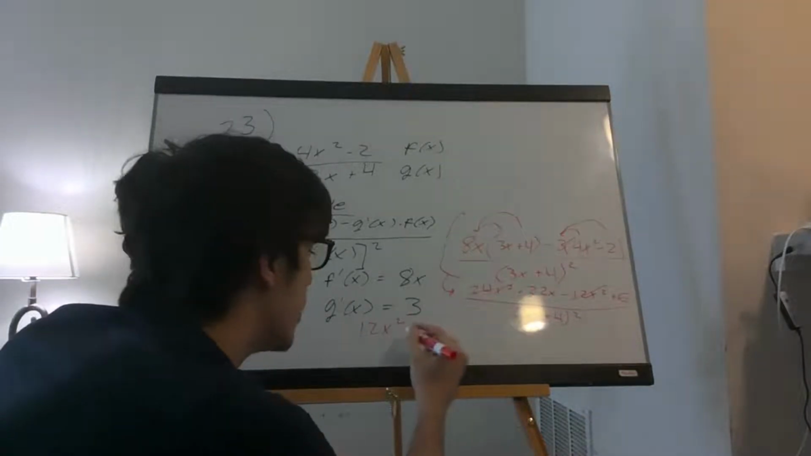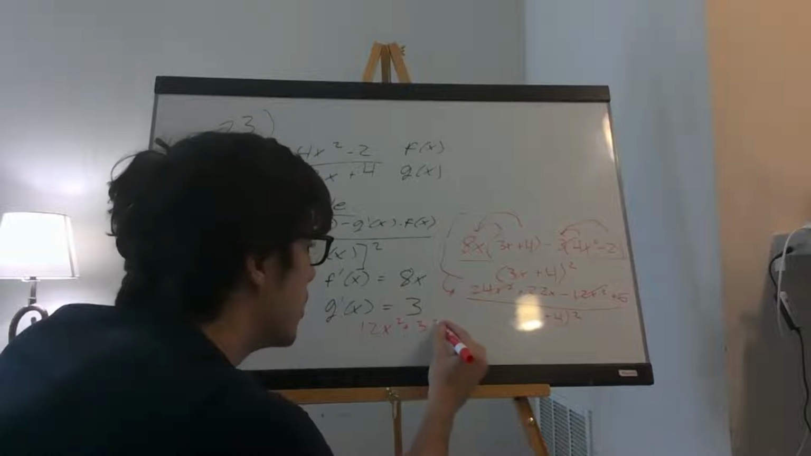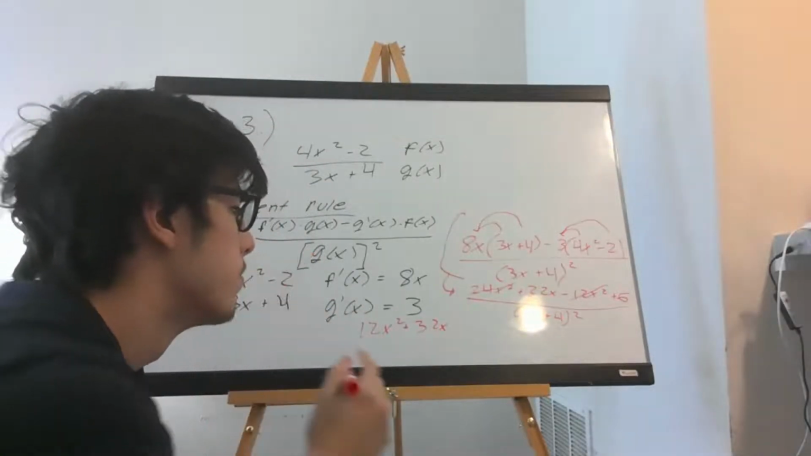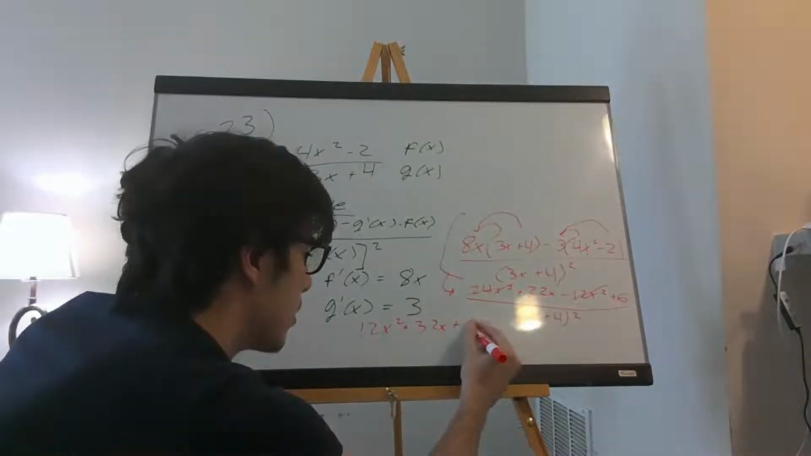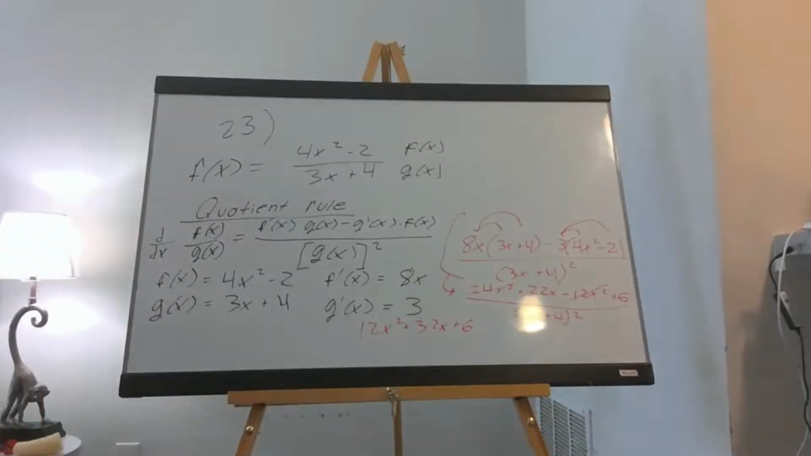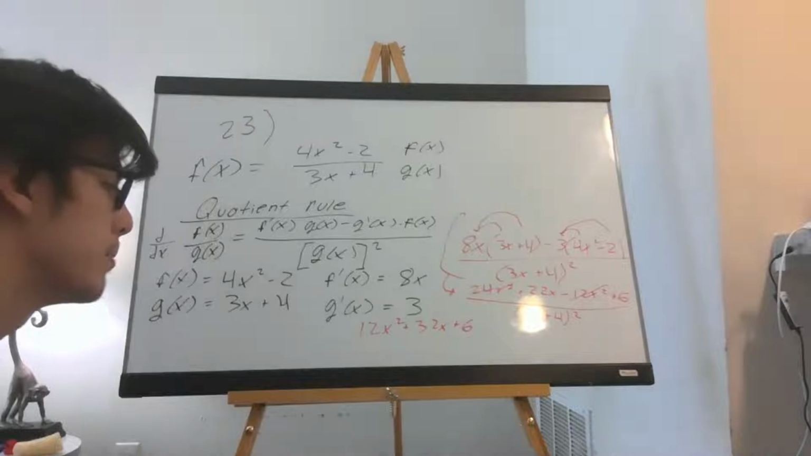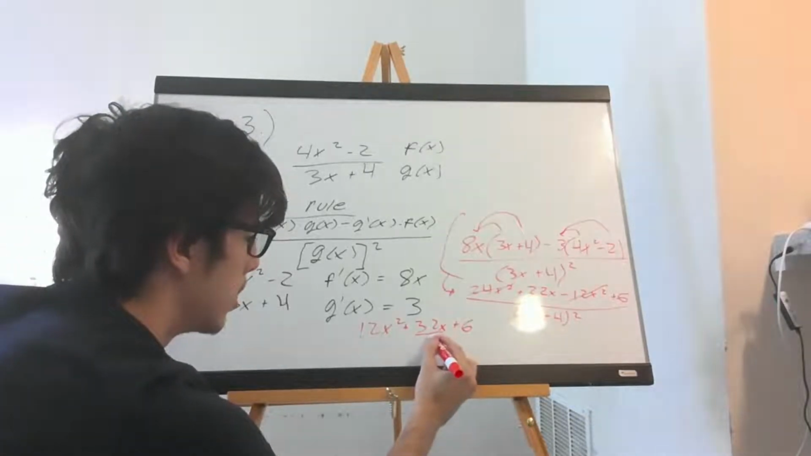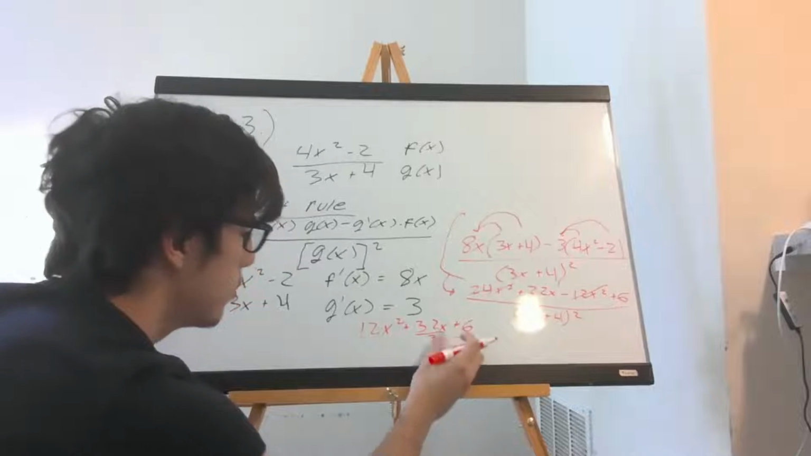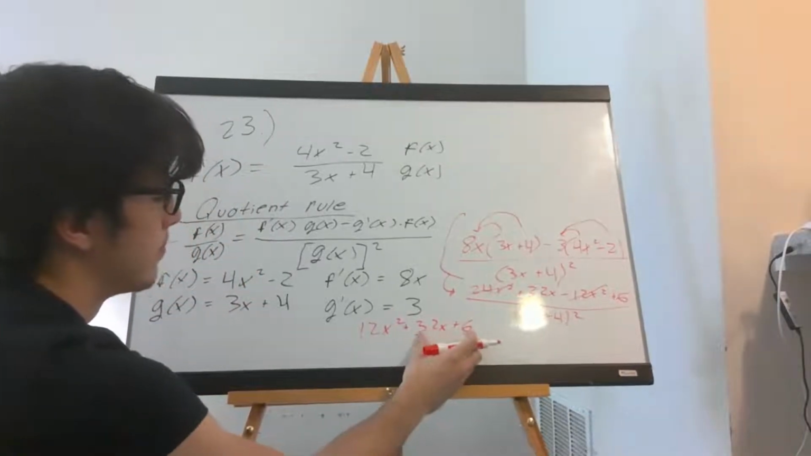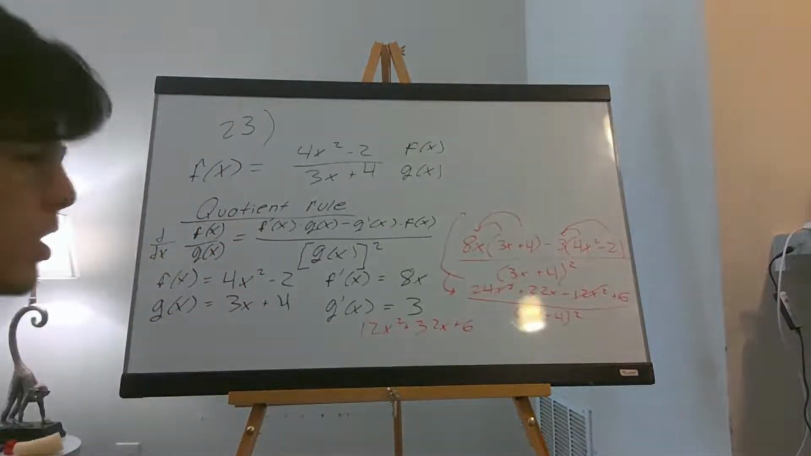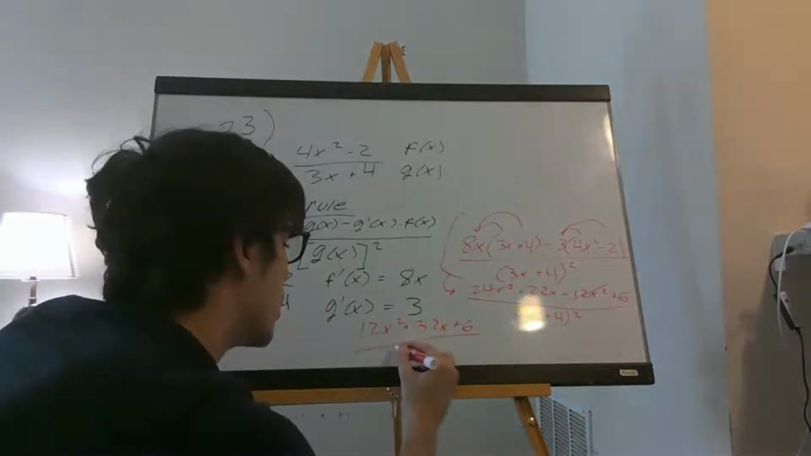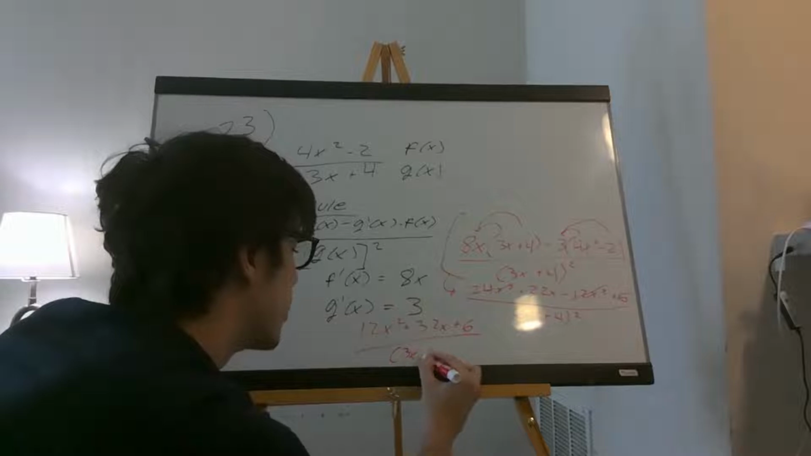12x squared plus 32x plus 6. Okay, so 3 can be divided out of all of them. There we go. 3, no. So it would look like this. That's going to be our final answer.